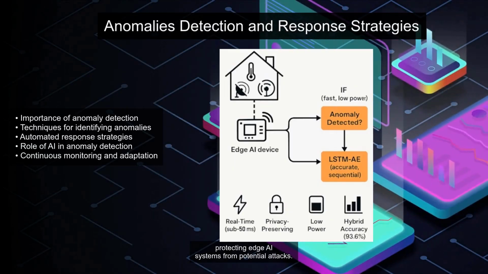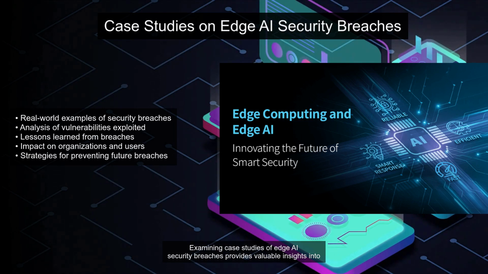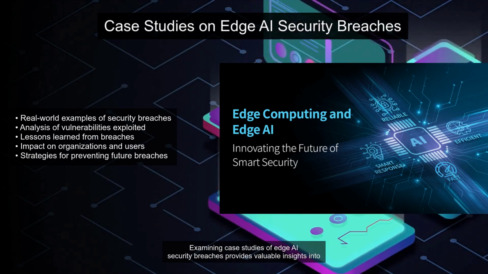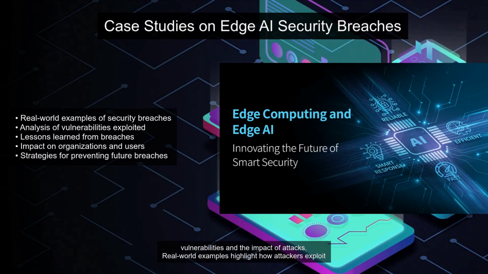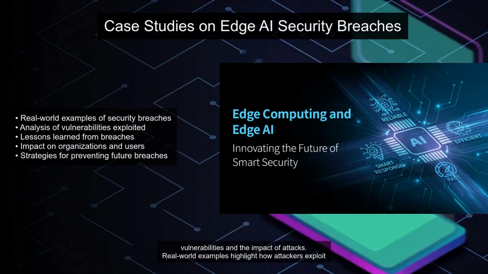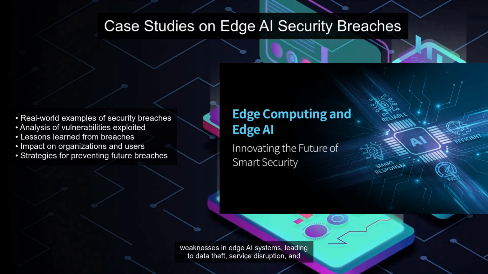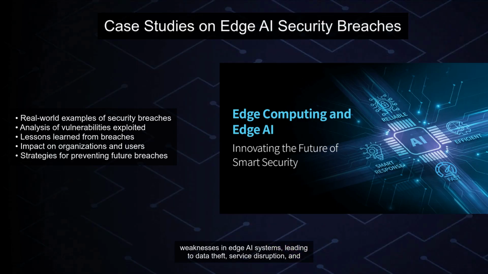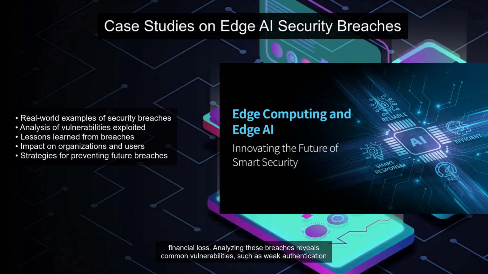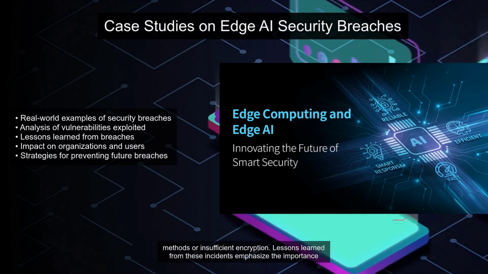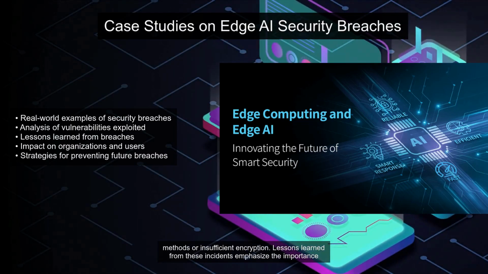Examining case studies of edge AI security breaches provides valuable insights into vulnerabilities and the impact of attacks. Real-world examples highlight how attackers exploit weaknesses in edge AI systems, leading to data theft, service disruption, and financial loss. Analyzing these breaches reveals common vulnerabilities, such as weak authentication methods or insufficient encryption.